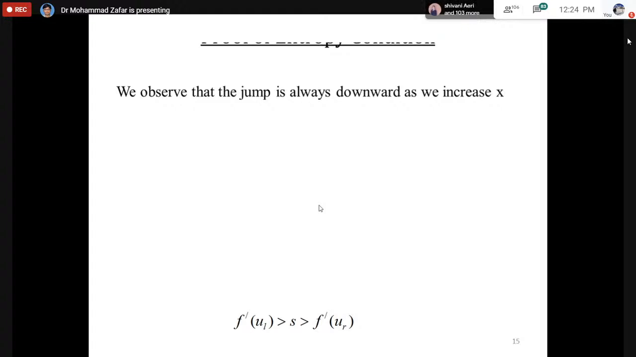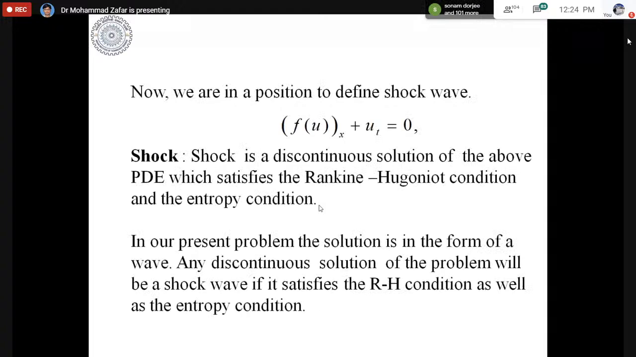Why are we taking ul greater than ur? Because we observe that the jump is always downward. That's why ul is always greater than ur. Please proceed to the next slide. So this was the proof of the entropy condition. Now we are in a position to define a shock wave.